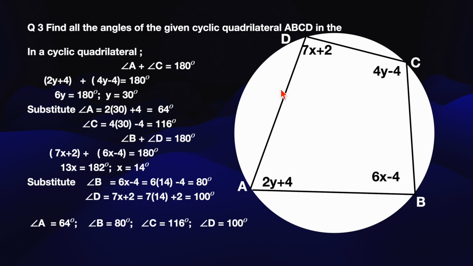Now for angle A and C, add these two angles, that is equal to 180. Simplify, you'll get the value of y as 30. Substitute y here, you'll get angle A as 64. Substitute y is equal to 30 here, you'll get angle C as 116. So these are the four angles. So in the sum, what we have done is this plus this is equal to 180. Found the value of x and substituted, we got the angles. Similarly, this plus this is equal to 180. Found the value of y and substituted it again.